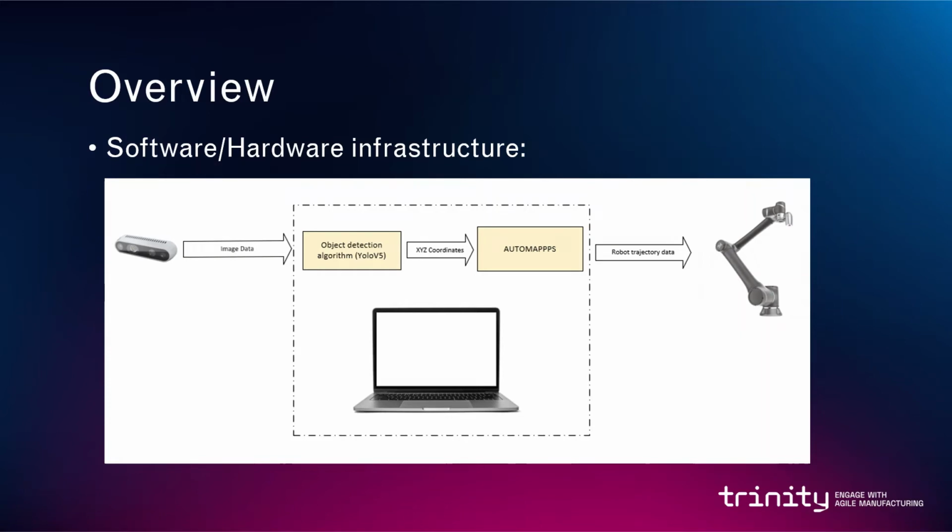And here we have again the overview of the software and hardware infrastructure. We have the PC that's running the object detection framework and AutoMaps in the middle. In the previous video, we established the image data capture from the 3D camera and the image processing in the object detection framework, and we have also established the generation of X, Y, and Z coordinates, which will be fed to AutoMaps. And AutoMaps is the place where we'll be concentrating for this video.